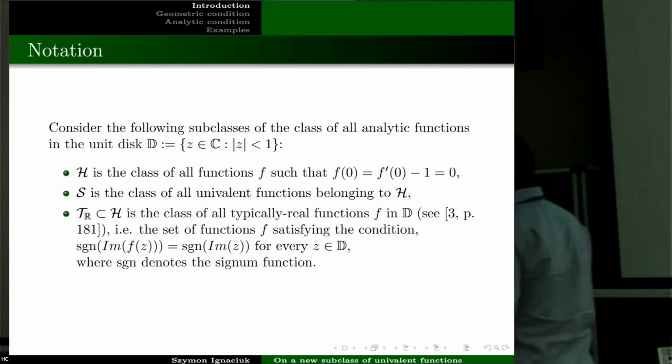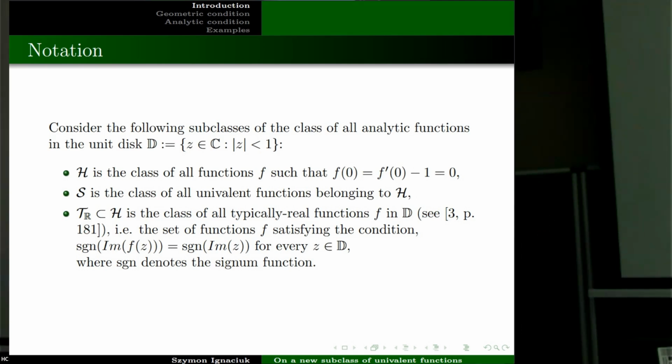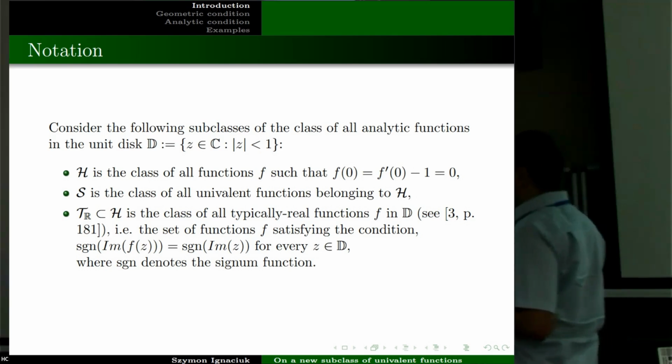H is the class of all functions f such that here we've got the usual normalization. S is the class of all univalent functions belonging to H.